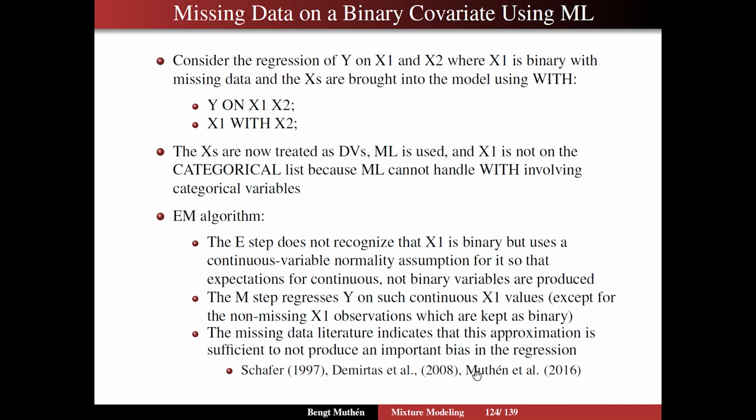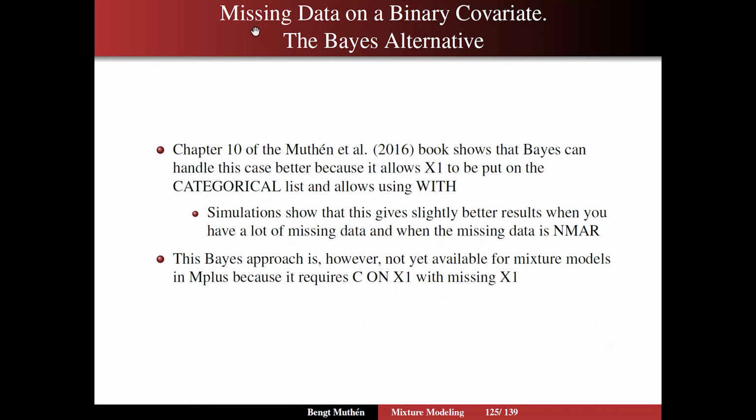So I talk about those matters, and I do simulation studies that support that there is not an important bias by making this approximation. But you should be aware of it. And on slide 125, you can think of an alternative, the Bayes alternative. Chapter 10 of this 2016 regression mediation book shows that Bayes can handle this case better because it allows x1 to be put on the categorical list and allows using WITH. It has a parameterization for that, namely a probit, underlying normality parameterization.